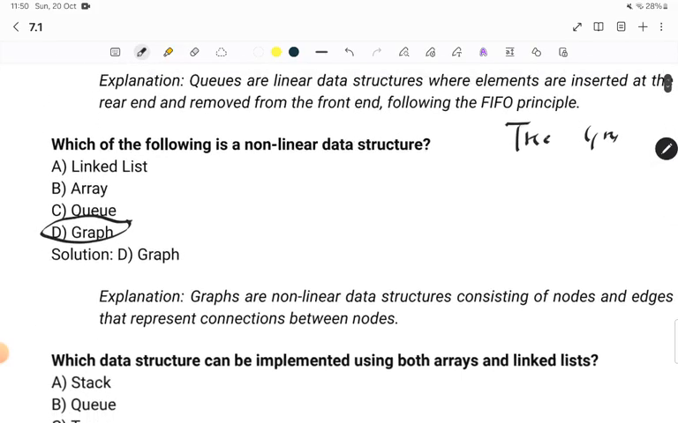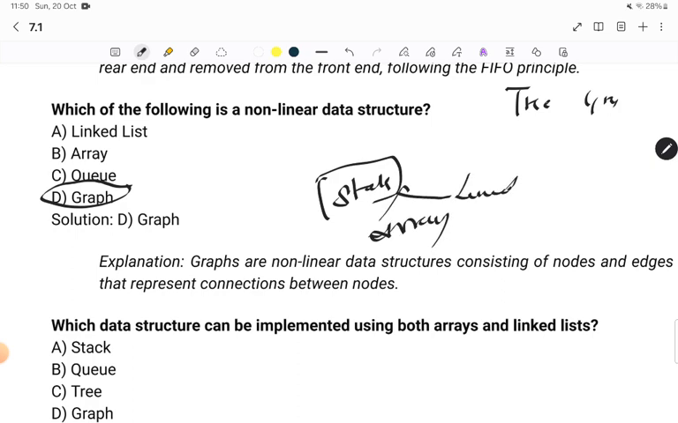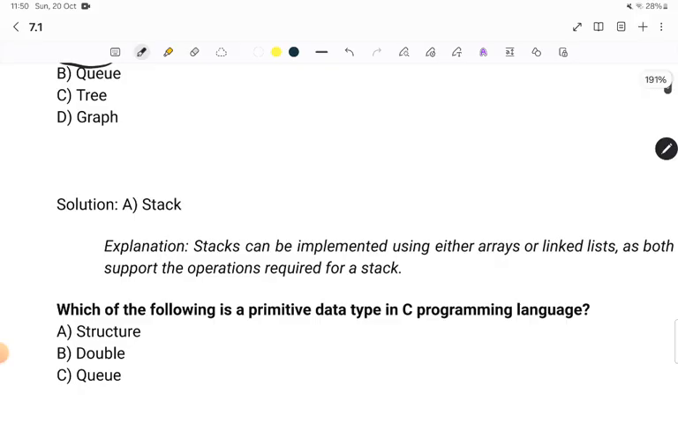Let's go to the next question. Which data structure can be implemented using both array and linked list? If you have gone through the data structure playlist, we know that a stack can be implemented using both linked list and array. So stack is the correct answer. Let's go to the next question. Which of the following is a primitive data type?